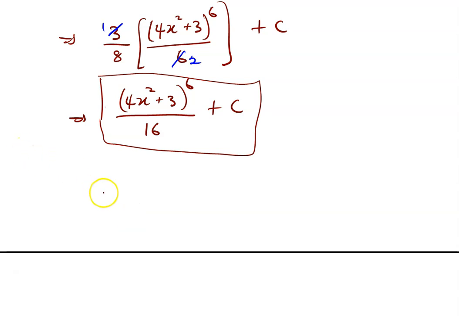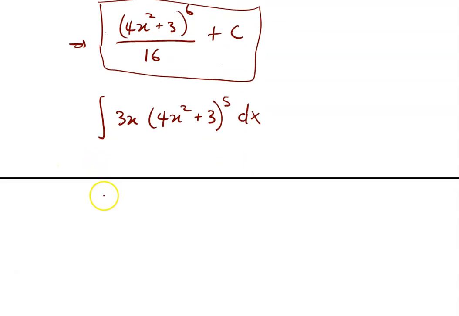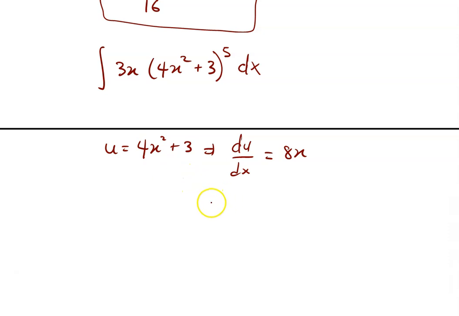So the question is saying that we should integrate 3x into brackets 4x squared plus 3 exponent 5 dx, right? So you are going to let u equals 4x squared plus 3, and the derivative of u with respect to x should be equal to 8x, right? So we can make the x the subject over here by first applying cross multiplication. That is, du is equal to 8x dx. Then I'll divide both sides by 8x.